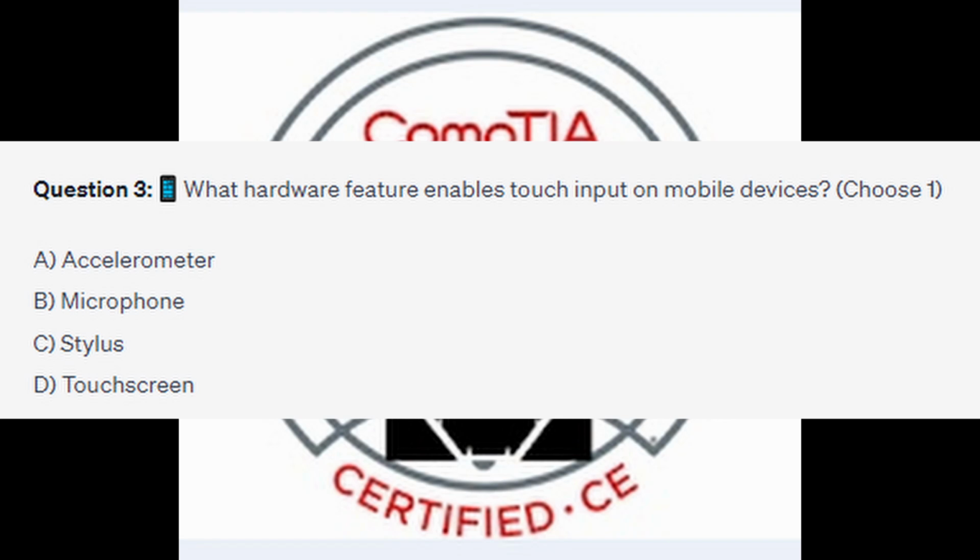And for the next question of our exam, question number 3. And the question states, what hardware feature enables touch input on mobile devices? Choose 1. Is it A, accelerometer? Is it B, microphone? Is it C, stylus? Or is it D, touchscreen? You now have 5 seconds.